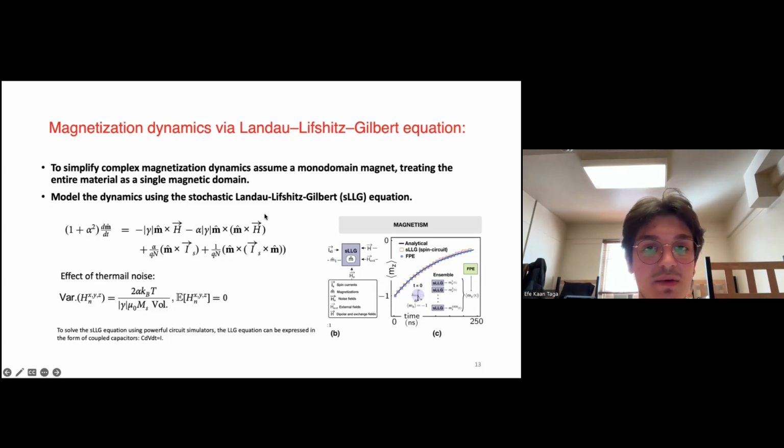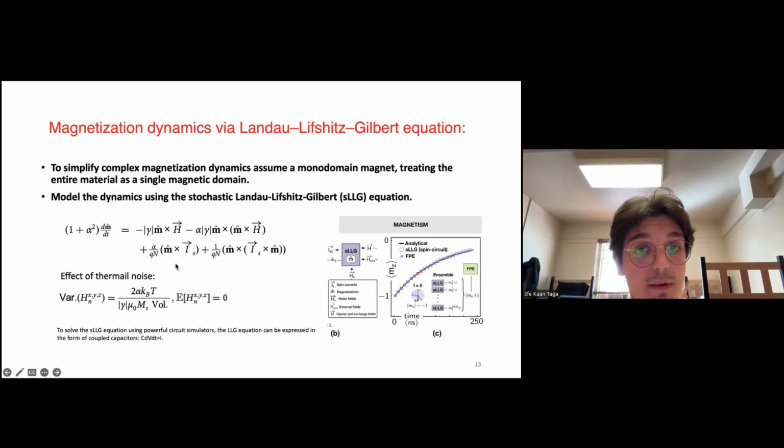where the magnetization evolves around the surface of the unit sphere. And also we have the effect of thermal noise in the stochastic model. And the effect of the thermal noise is given by this formula. This is a very important part for building new devices.